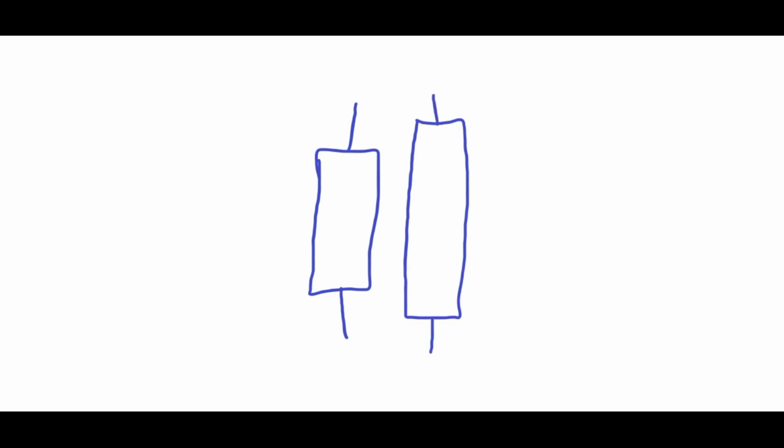Okay, so first I'm going to show you what an engulf pattern actually looks like. So you can see that I've drawn two candles here, and the candle on the right has a much larger body than the candle on the left. So we say that the candle on the right is an engulfing candle. And there are two main types of engulfing candle patterns. You've got a bullish engulf and a bearish engulf.